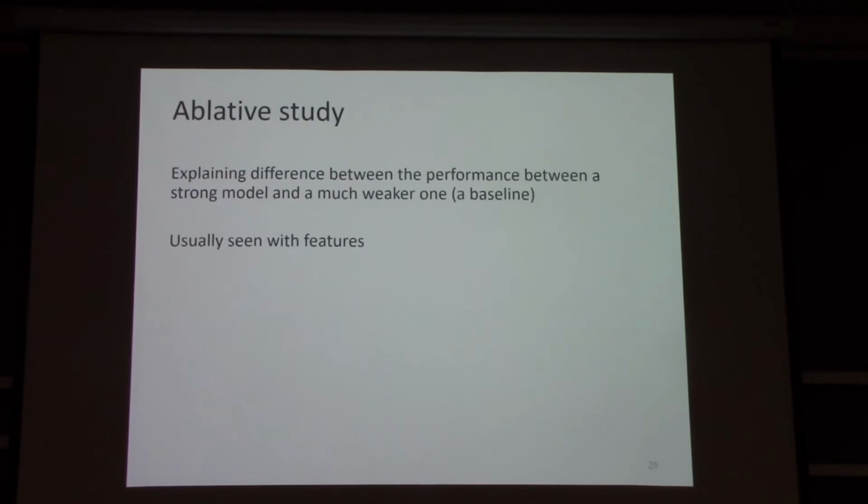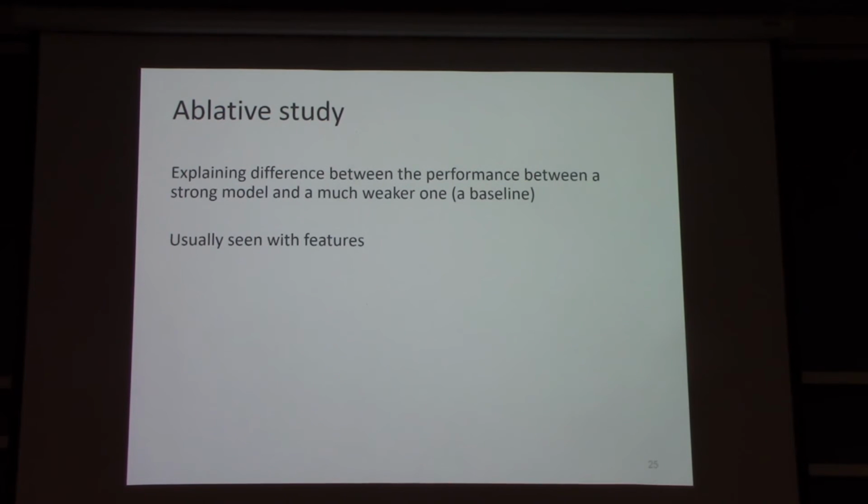So another sort of study that you might want to do, and actually this is often useful to know how much a complicated machine learning idea is useful, is called an ablative study. This is used to explain the difference between a complex or a strong model and a much weaker one. The much weaker one, let's call it a baseline. This is usually done in the context of features.